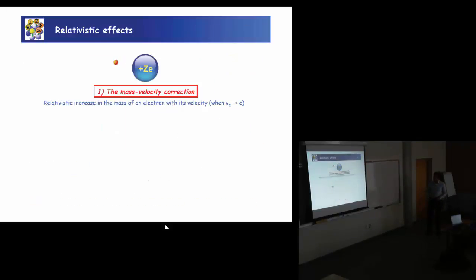If you try to differentiate the different relativistic effects, you can have four different classes. The first one is the mass velocity correction, which is related to the speed of your particle and the fact that you will have an increase of mass.